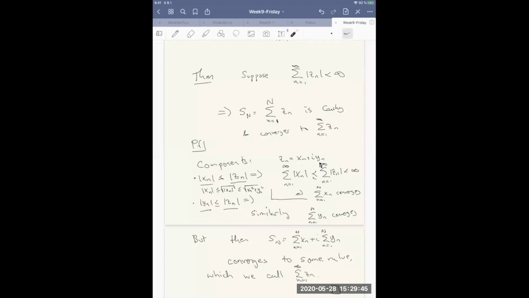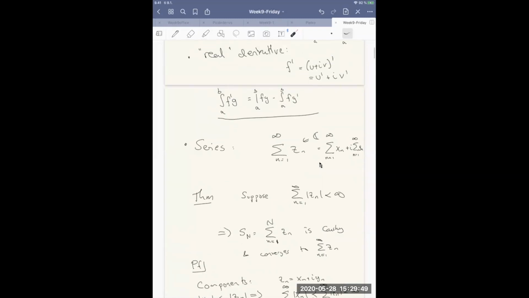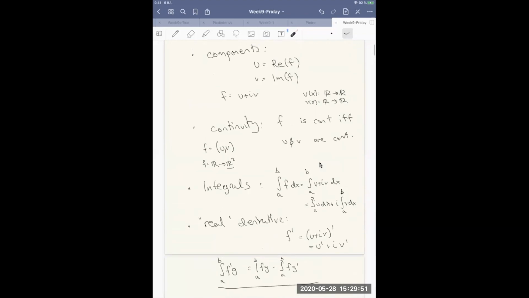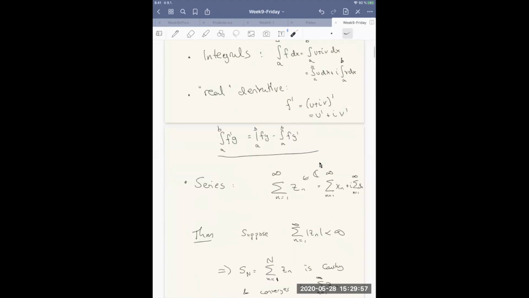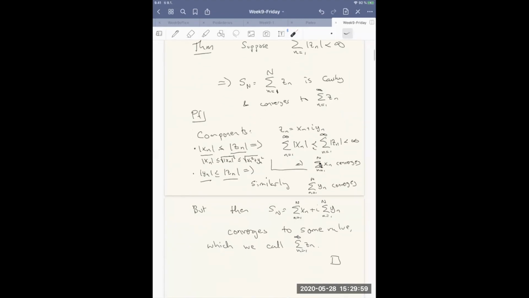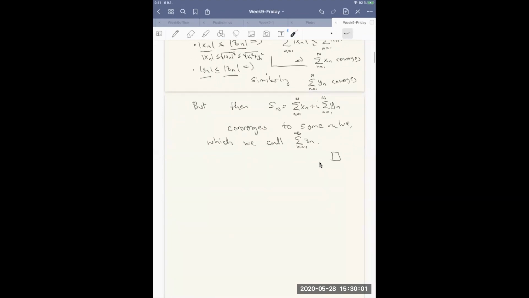So really, whenever you are doing something like a summation, an integral, a derivative, or continuity, it really reduces to talking about the continuity, integrability, differentiability, or summability of the component sequences, x and y.